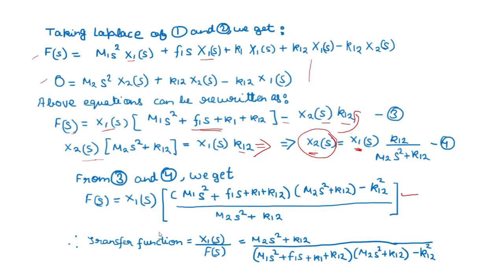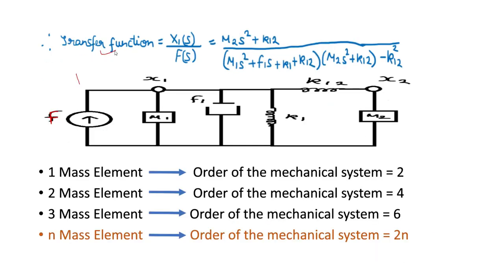And now the transfer function. So transfer function is output upon input. Output is X1(s) and input is F(s). Therefore, this is your transfer equation for displacement 1. So this is a transfer function for this mechanical equivalent diagram with respect to x1.